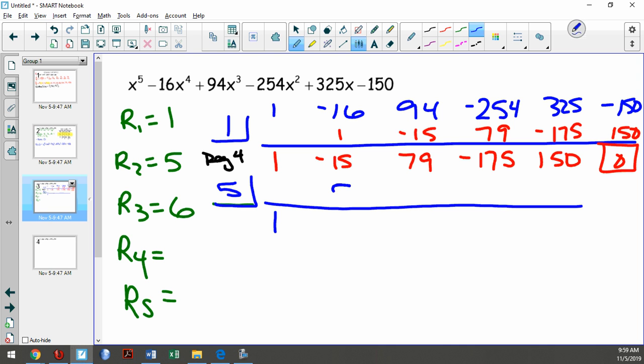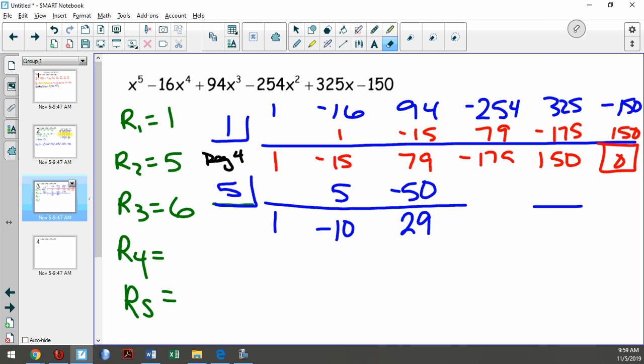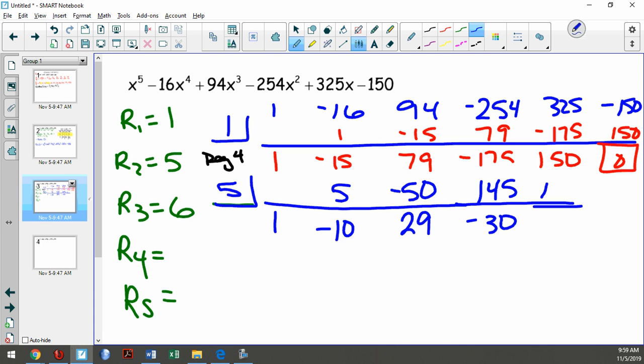Drop down the 1, that gives me a 5. This gives me a negative 10. This is going to give me a negative 50. That's going to give me a 29. 29 times 5 is going to give me 174. That doesn't seem right. I multiplied that by 6 by accident. 29 times 5 gives me a 145. I love it whenever I don't write the right number. 145. And that's going to give me a 30 to give me a negative 150 to give me 0. Do we see that? Yes? What degree is that now? Degree 3. And now I'm going to do her again.